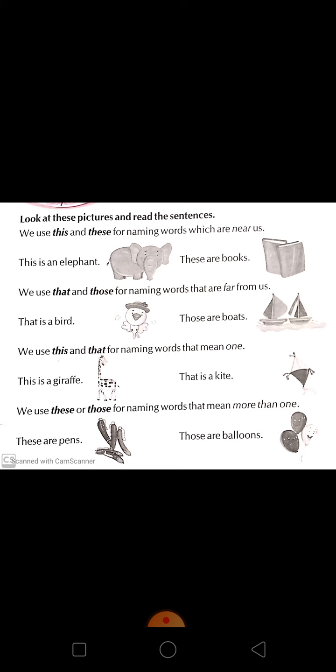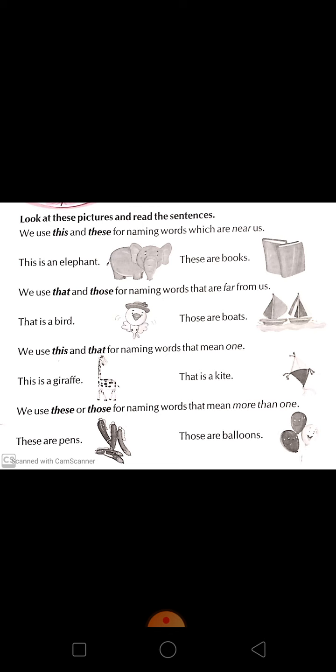We use this and these for naming words which are near us. For example, this is an elephant. These are books. So this is an elephant. We use this. Okay, jo single hai aur hamare paas mein hai. Lekin more than two, books ke baare mein baat ho rahi hai. We use these are books.